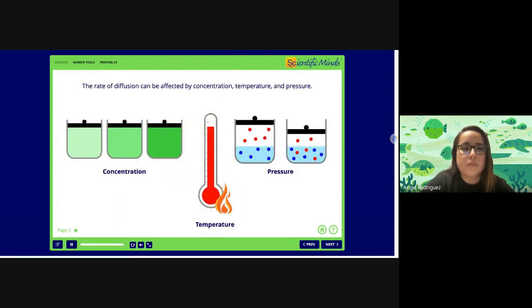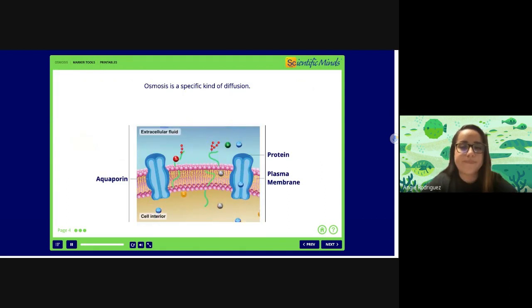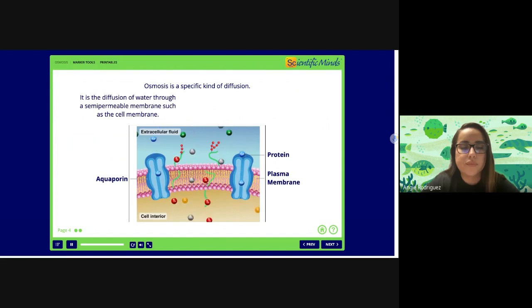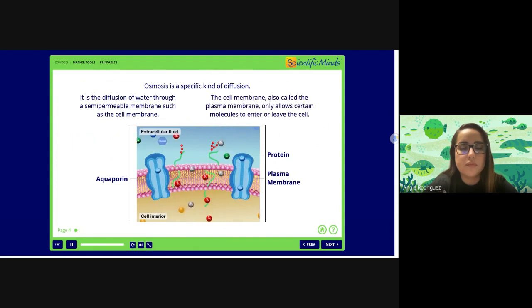The rate of diffusion can be affected by concentration, temperature, and pressure. An increase in any of these factors will increase the rate of diffusion. Osmosis is a specific kind of diffusion. It is the diffusion of water through a semi-permeable membrane such as the cell membrane. The cell membrane, also called the plasma membrane, only allows certain molecules to enter or leave the cell. It is said to be selectively permeable.